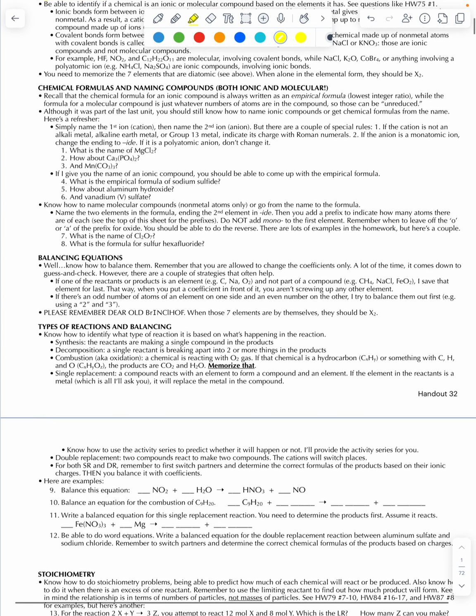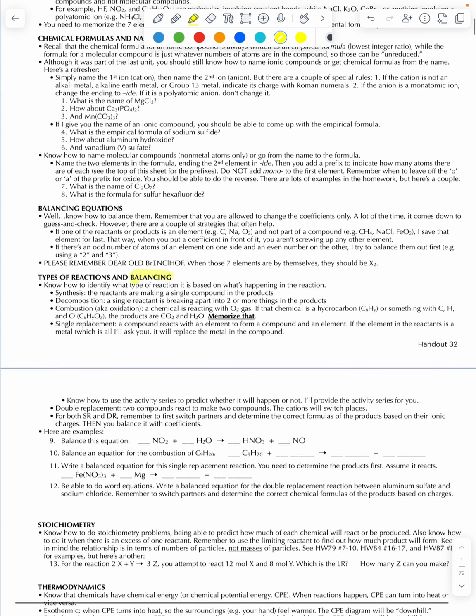Kind of going a little bit quickly. Like I said, there's not a lot. We just did a lot of practice. And in fact, just stopping before we get to the balancing over here.